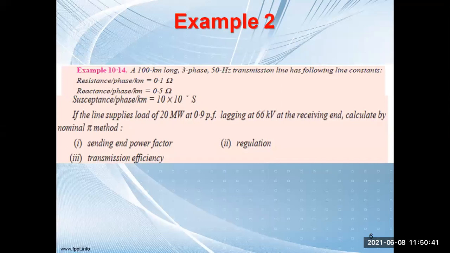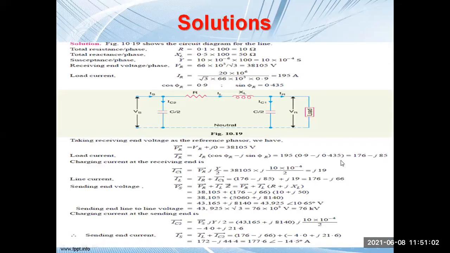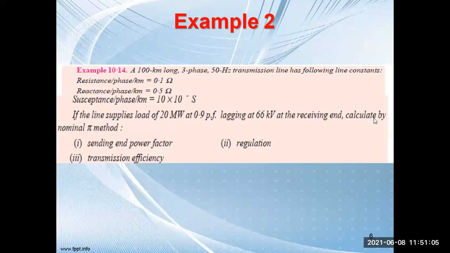Next problem: a 100 kilometer long, 3-phase, 50 hertz transmission line has the following line constants. Resistance per phase per kilometer is 0.1 ohm, reactance per phase per kilometer 0.5 ohm, susceptance per phase per kilometer is 10 to the power minus 6 Siemens. If the line supplies a load of 20 megawatt at 0.9 power factor lagging at 66 kV at the receiving end, calculate by the nominal pi method the sending end power, voltage regulation, and the transmission efficiency.